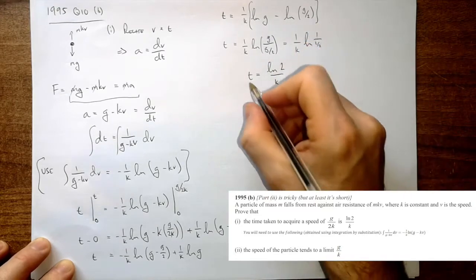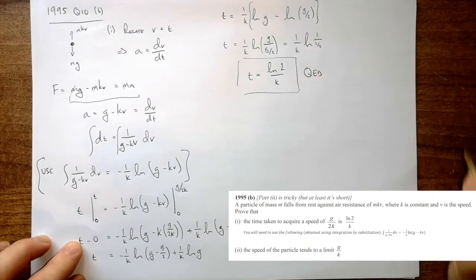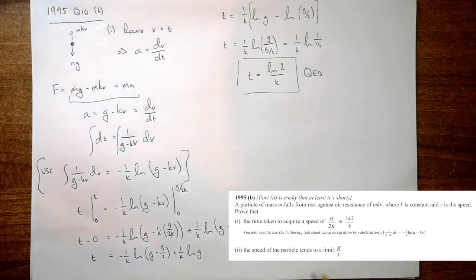Put it all over k, just like we had in the question. And there we have it. QED. Okay, that's part 1. Now, that's not too bad. A little bit fiddly, but nothing too scary. So let's have a little look here at part 2.